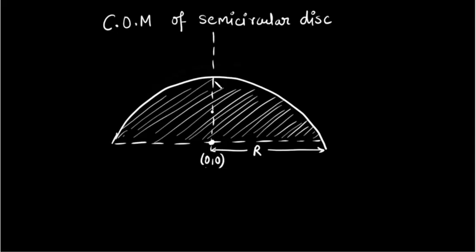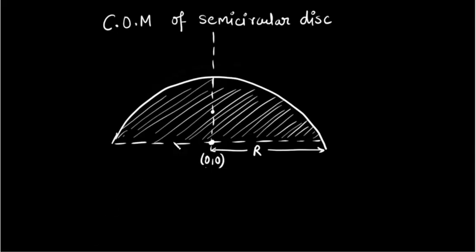Now, this semicircular disc's center of mass would be lying somewhere on this dotted line you can see. Why? Because the left half and the right half are symmetric about this axis, so it should be lying somewhere on this line. But here we cannot say it lies exactly in the middle, because it is not equally distributed above and below. We have to find that out.